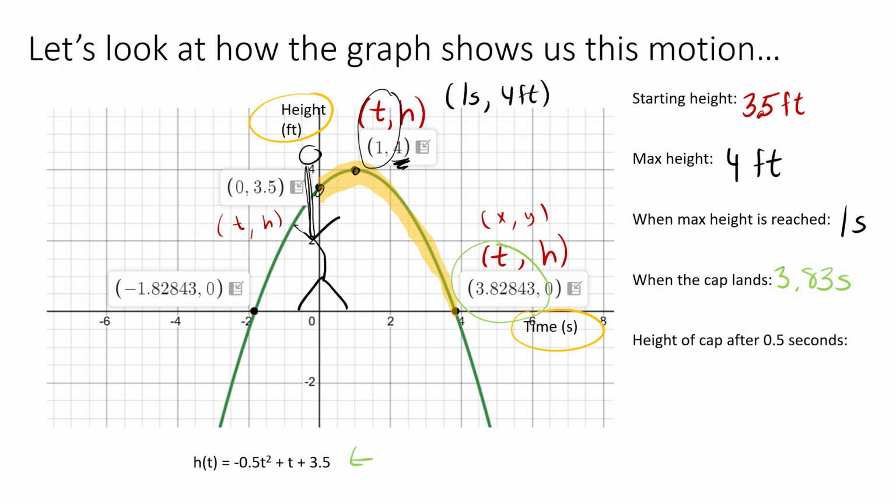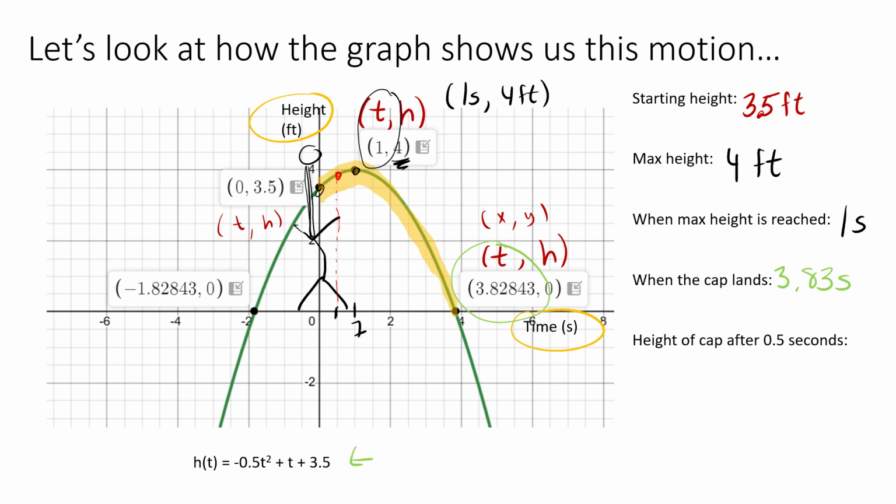What is the height of the cap at 0.5 seconds? Now, if I look at this, this is where 1 is, this is 0.5. If I go up from there, you can get a pretty good idea of where it is. It's not all the way up to the 4 feet because it's not going to be quite there. That's not a straight line though, so you cannot assume it is exactly halfway between, because it's not a line.